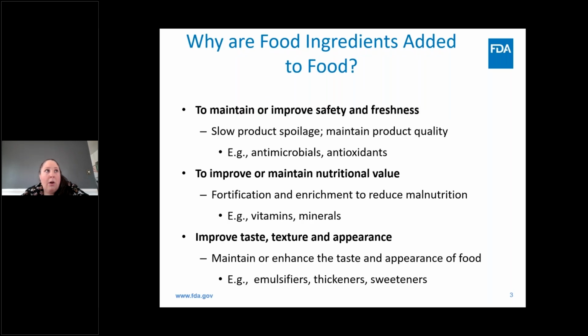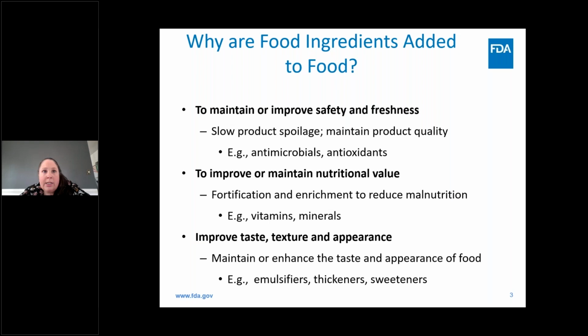So let's dive in. Why are food ingredients added to food? Well, additives perform a variety of useful functions in foods that consumers will often take for granted. Most consumers today rely on the convenience that additives provide. On this slide, you'll see some reasons why ingredients are added to foods. First, they are added to maintain or improve safety and freshness. Preservatives, for example, can slow down product spoilage caused by mold or bacteria, or they can control contamination that could cause foodborne illness. Antioxidants, for example, can help prevent fats and oils and foods containing them from developing off flavors.